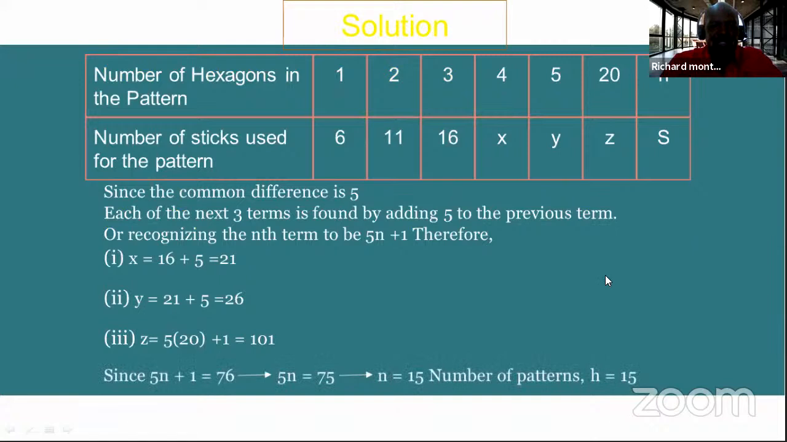All right, so we're then given 76. So as Mr. Hilton had shown us earlier, we will just use the principle of equalities. So 5n plus 1 is equal to 76. Simplifying further, 5n is 15. Sorry, 5n is 75 and n is 15. So the number of the pattern, where h is equal to 15. So for those who had said 15, great going.